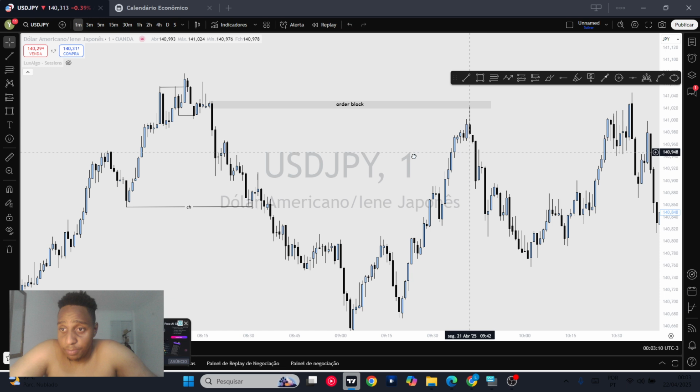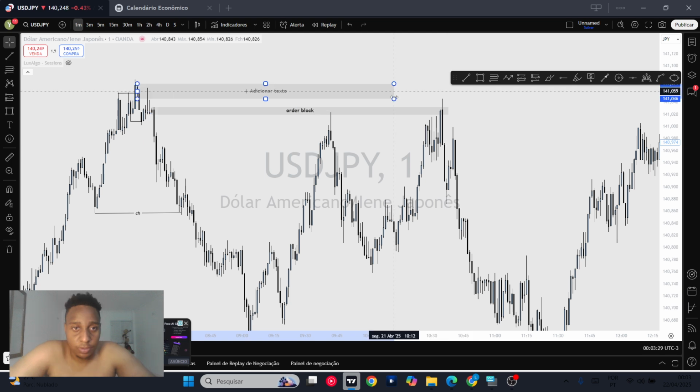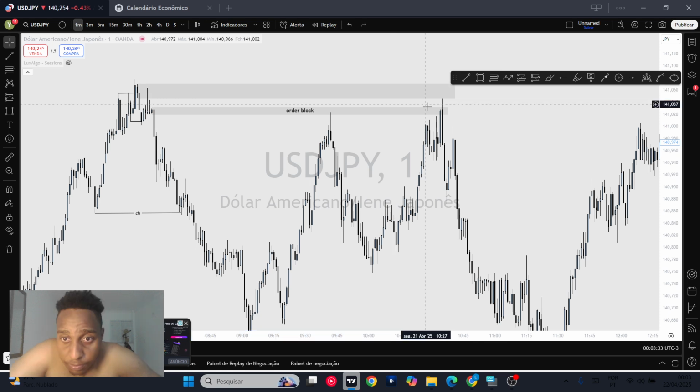And if you didn't catch this entry, there was a re-entry right here. Price only spiked a little bit up to this original order block, that is this one. I will explain how to spot order blocks correctly, like valid order blocks. And then price ran up, touched this zone and rallied down, bro.